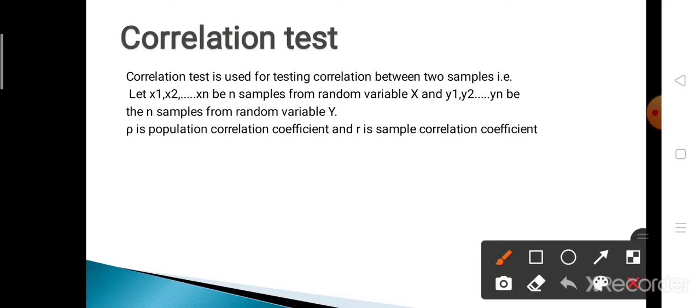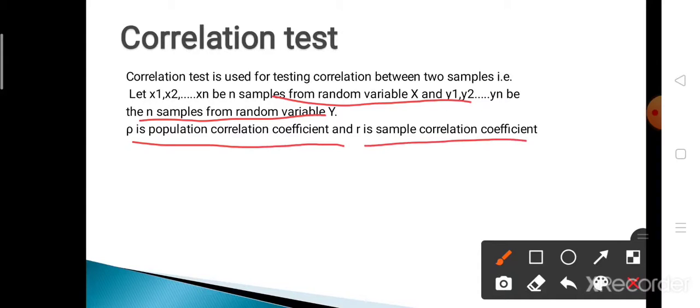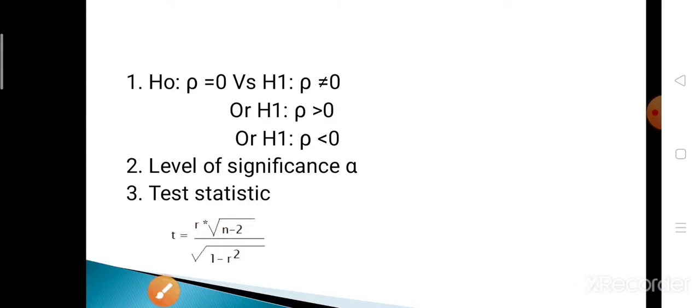Let x1, x2, ..., xn be the n samples from the random variable x and y1, y2, ..., yn be the n samples from the random variable y. Let rho be the population correlation coefficient and r is the sample correlation coefficient. These are the notations. Rho is for population correlation coefficient and r is the sample correlation coefficient.